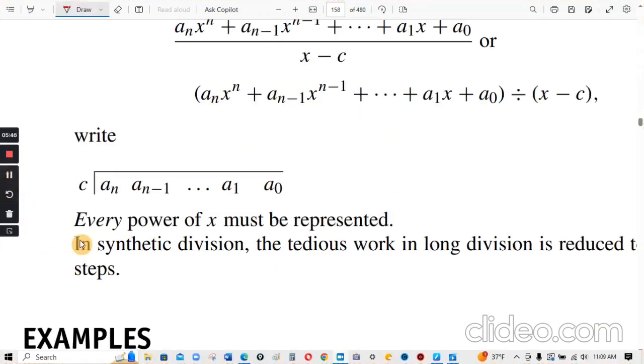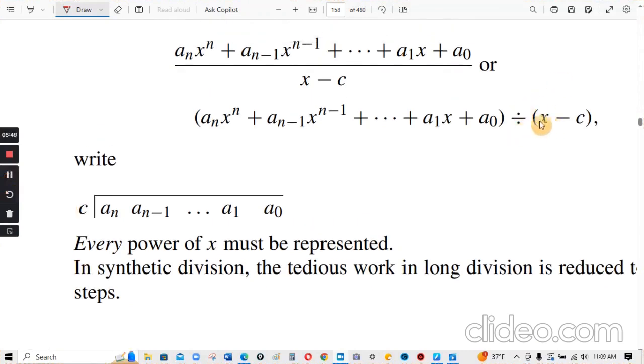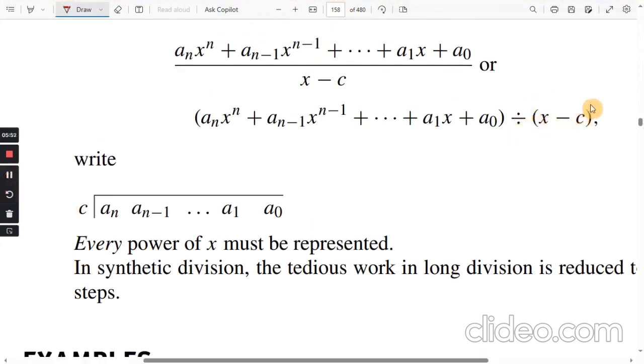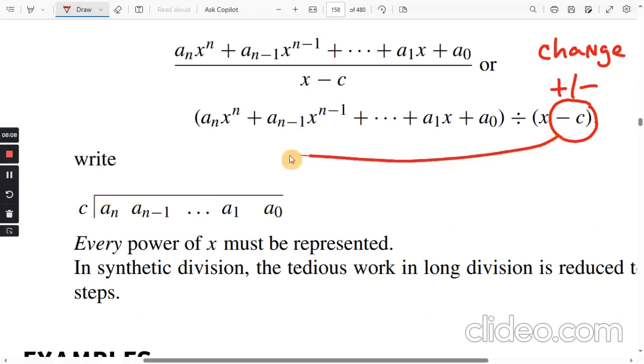And just one other thing you'll see in the example. When you're dividing by x minus c, you basically have to change the plus minus sign on the constant term. So you want to change the plus minus sign, and when you write it, that number, that constant, is going to go out front. You'll see that in the example, and then we're going to have the coefficients written right here without the variables. Like we said, every power of x must be represented, so if it's not there, you use a 0.